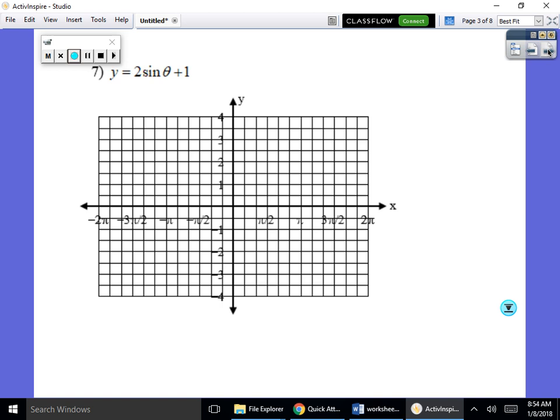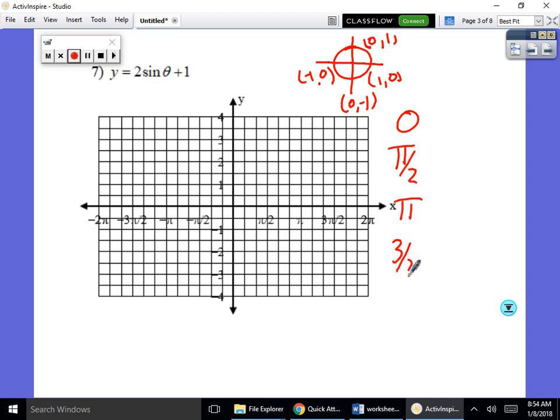Flip your paper over, number 7. Okay? All right. There's my unit circle. If you need to, label correctly 1, 0, 0, 1, negative 1, 0, 0, negative 1. Awesome. And we always start with 0, pi over 2, pi, 3 halves pi, 2 pi. And I can multiply by 2 and add 1 in my head, so I am not going to do 3 columns. I'm only going to do 2. Are we okay with that?